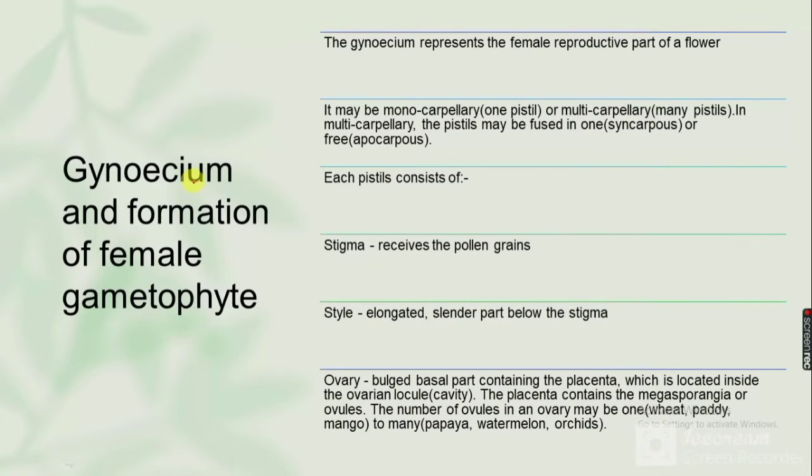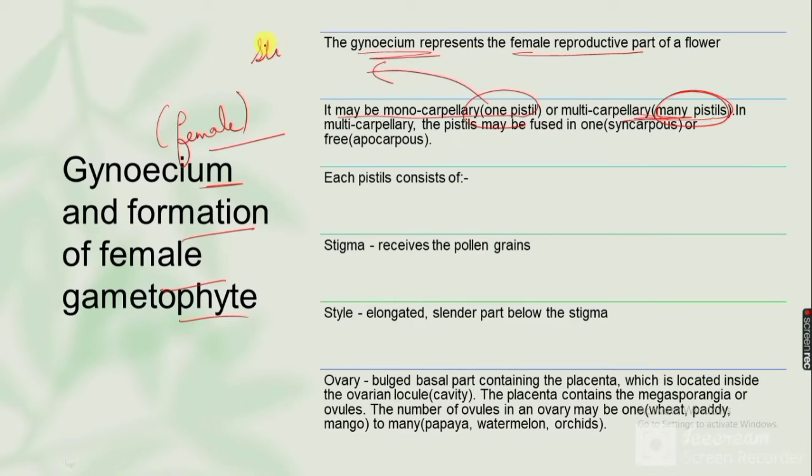Gynoecium, that is the female part, and the formation of the female gametophyte, how it develops. Gynoecium represents the female reproductive part. It may be monocarpellary, that is, it may contain one pistil, or it may be multicarpellary, meaning it contains more than one pistil. A pistil consists of stigma, style, and ovary. They are together known as pistil. The pistils may be fused. If they are fused, they are known as syncarpous, or if they are free, they are known as apocarpous.